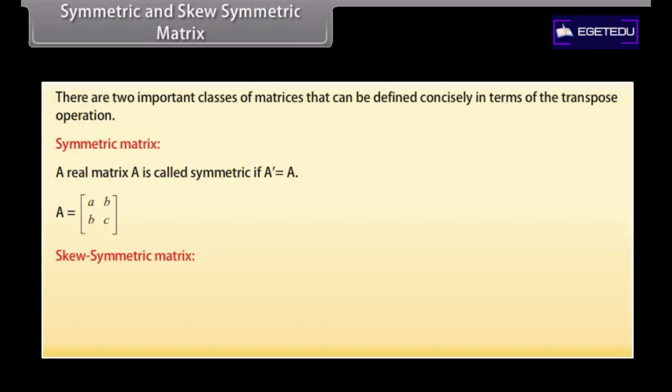Skew symmetric matrix. A real matrix A is called skew symmetric if the transpose of matrix A is equal to minus matrix A. Here, A is a general 2 by 2 skew symmetric matrix.